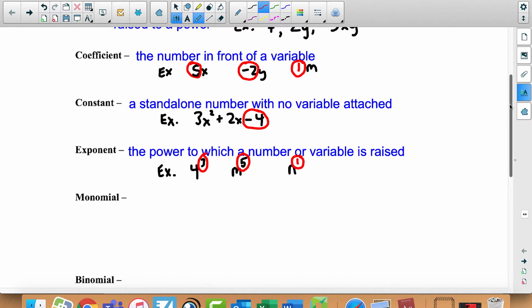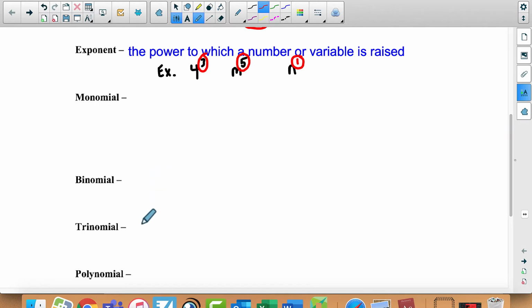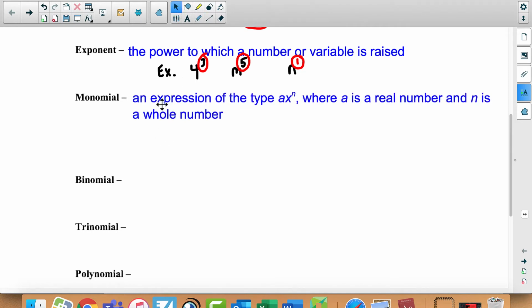Okay, now we come to 3 terms, monomial, binomial, trinomial, and actually a 4th term, which is a polynomial. So the monomial definition is a little complicated. It's an expression of the type a times x to the n, where a is a real number and n is a whole number. Let's not stress out about that too much. Let's give some examples to help you out. An example would be something like 2x cubed. Do you see that kind of fits this format? Because the a is 2 and the n is 3.